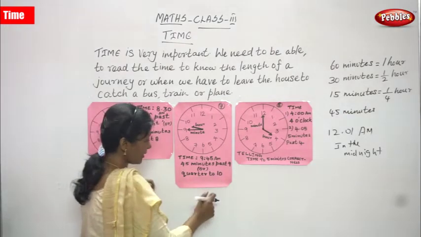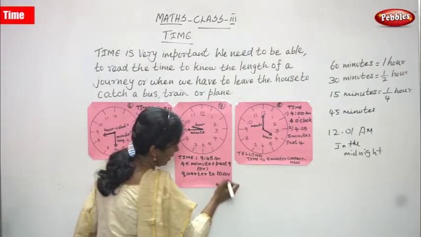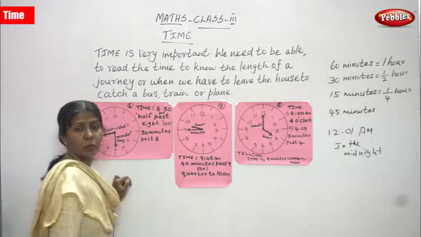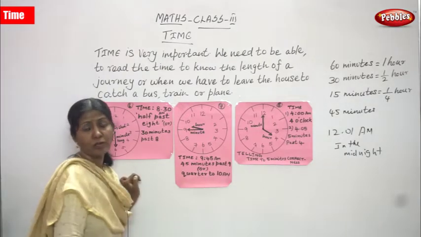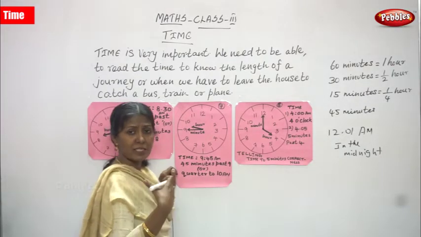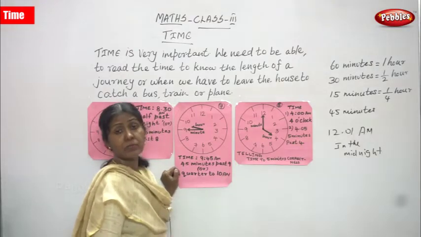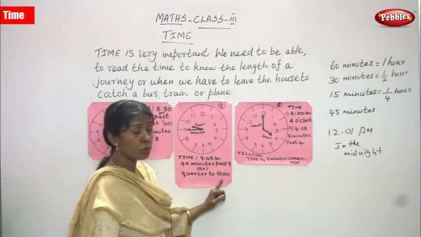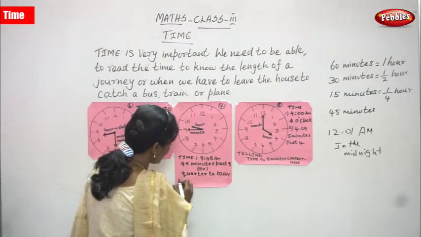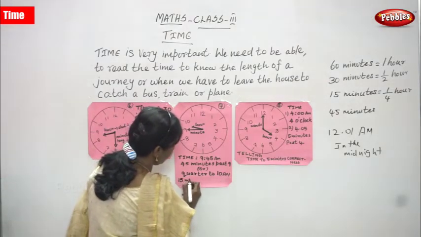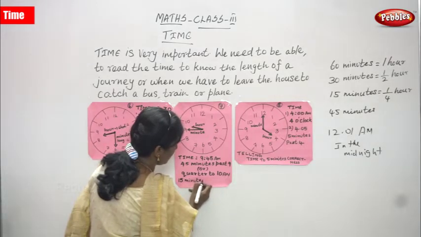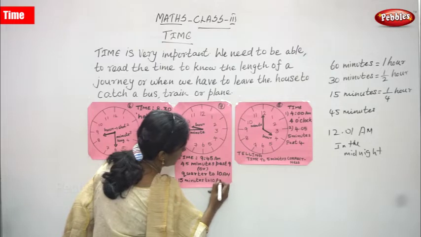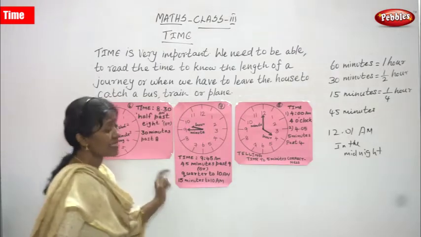Quarter to 10 a.m. means only 15 minutes more to reach 10 o'clock, 10 a.m. Just 15 minutes to reach 10 a.m. That is quarter to 10 a.m., or else 15 minutes to 10 a.m. I think you understand the seventh sum.